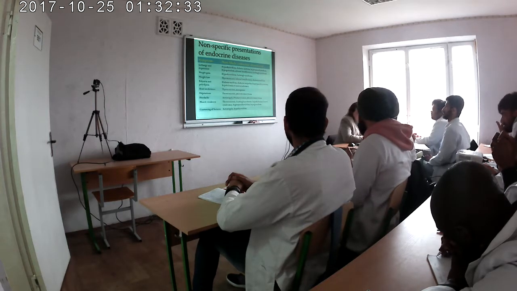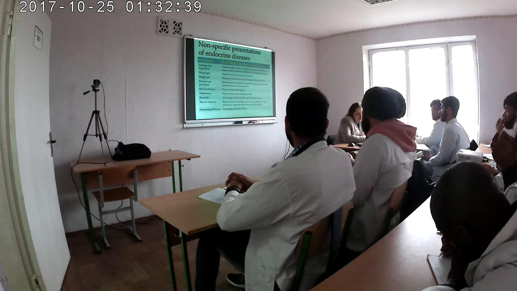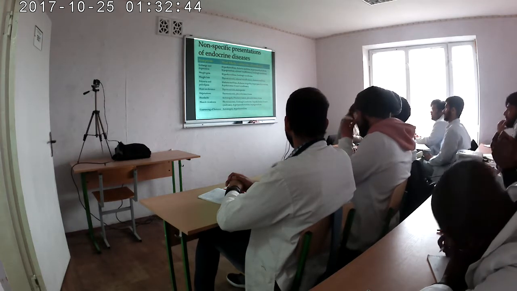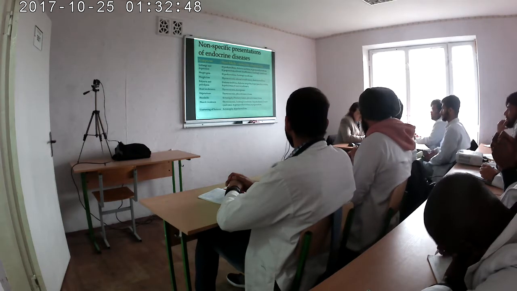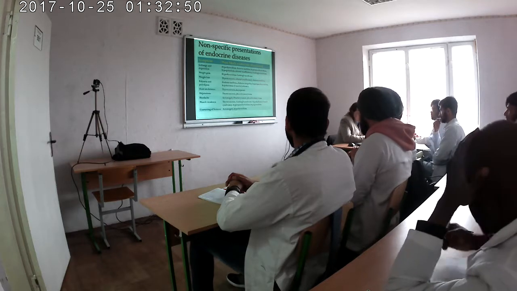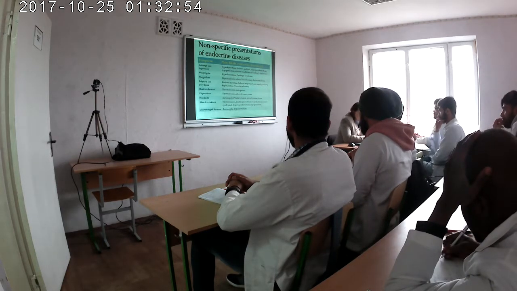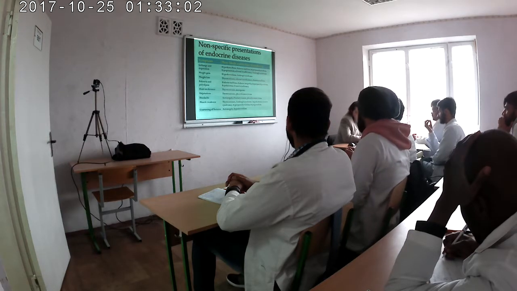Muscular weakness: thyrotoxicosis, Cushing syndrome, hyperparathyroidism, Conn syndrome, hypogonadism. I suppose you should also mention adrenal insufficiency, that will also lead to muscular weakness. And coarsening of features: that's hypothyroidism, the coarsening of features due to myxedema, and acromegaly due to the growth of cartilages on the face.